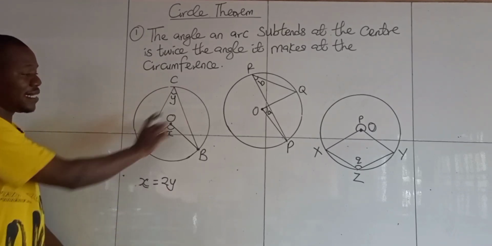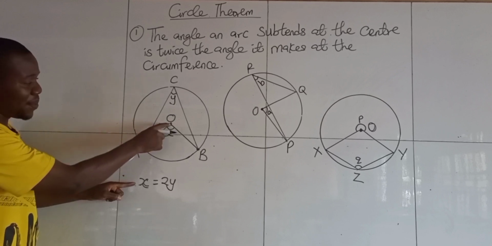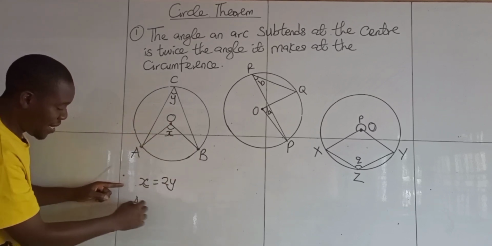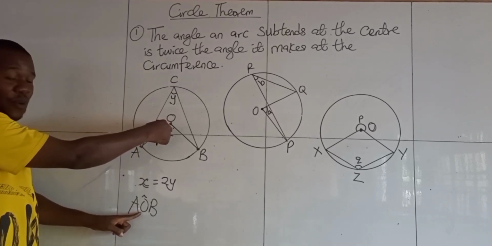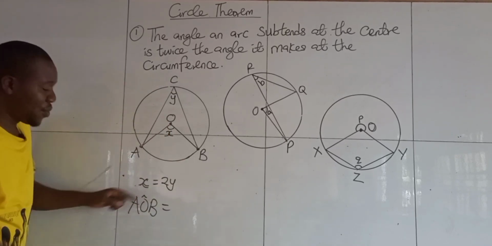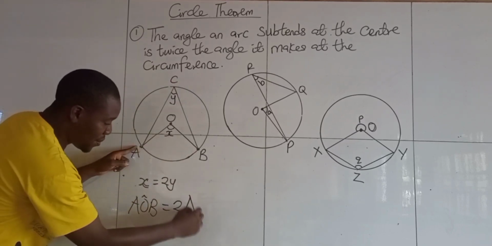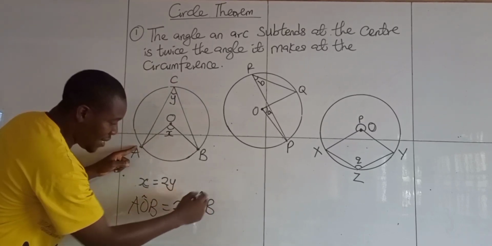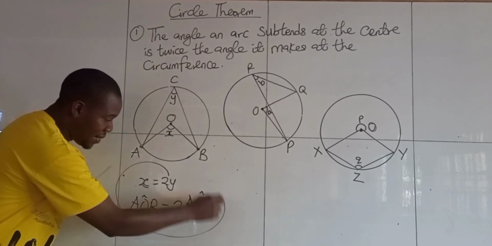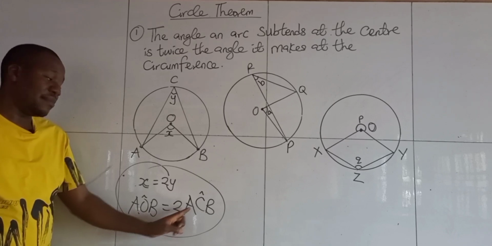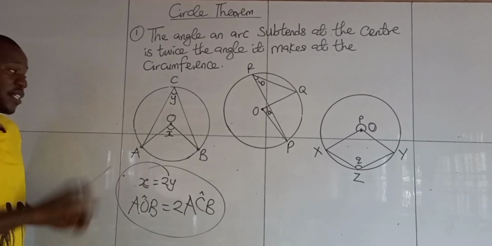Of course, we can use the lettering of the diagram to describe it. X is the same as AOB. So we can say AOB. We cap O to show that the angle is on O. Is equal to twice. Angle Y is ACB. It's 2 times ACB. We cap C to show the angle is at where? At C. So this is theorem number 1. Angle at the center is 2 times angle at the what? Circumference. Of course, after this, I will bring out questions and then we'll solve.